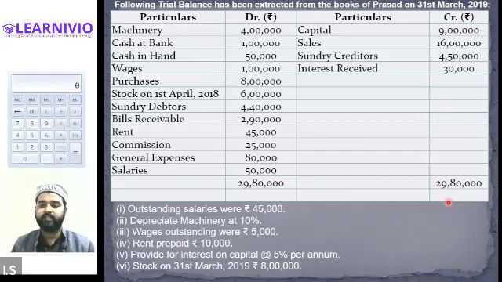Tell me the total value of the asset side. Halima, Alexander, or Hamad, anyone? Total value on the asset side of the balance sheet. Fixed asset, I think you must have got 3,60,000. Then there is closing stock and sundry debtors, bills receivable, prepaid rent, cash at bank, cash in hand. Okay. So it should be 3,60,000, 8 lakh, 4,40,000, 2,90,000, 10,000, 1 lakh, and 50,000.